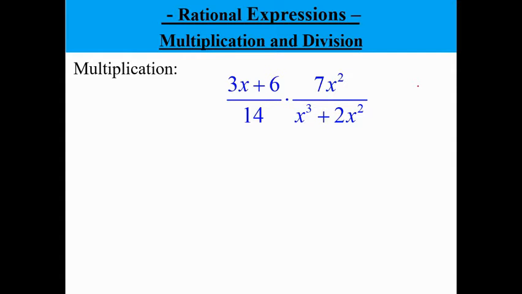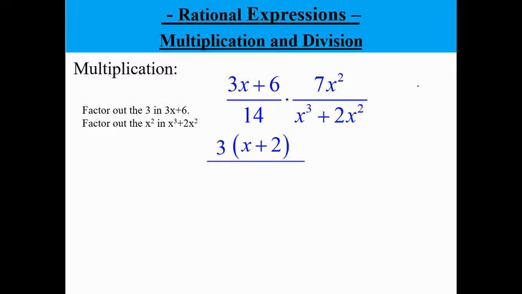Notice that we have 3x plus 6 over 14 times 7x squared over x cubed plus 2x squared, okay? And we're going to factor out the 3 in the 3x plus 6, and we're going to factor out the x squared in x cubed plus 2x squared. Right? And so we're going to go ahead and take a look at what that looks like.